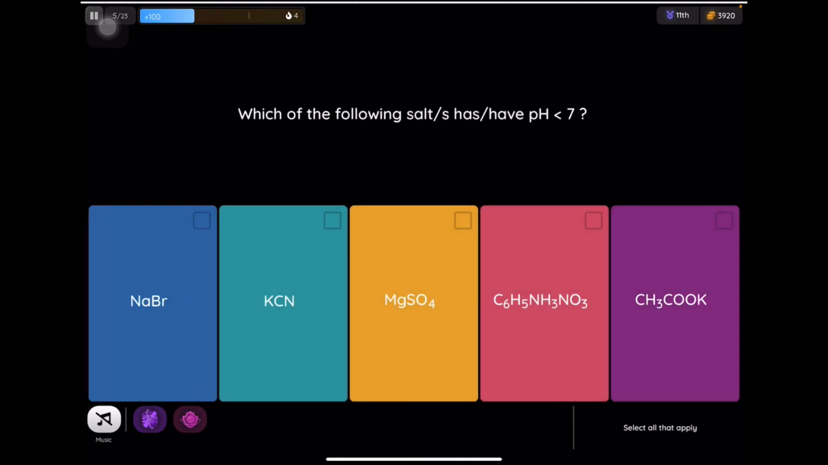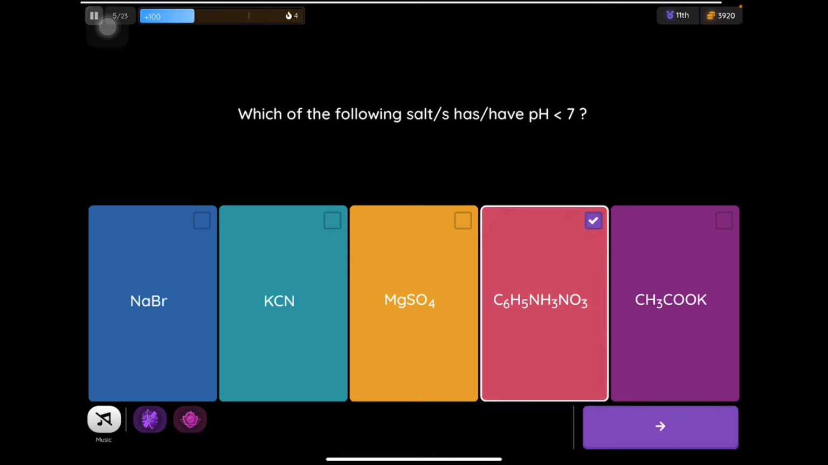Which of the following salts have pH lower than 7? So again, you must select an acidic salt. So let's look at the first option. NaBr is a neutral salt because it's made from sodium hydroxide, a strong base, and hydrogen bromide, which is a strong acid. KCN is made from a weak acid, HCN, and a strong base. Magnesium sulfate is again a neutral salt. C6H5NH3NO3 is actually made from a strong acid, nitric acid, and a weak base, which would be C6H5NH2. And that would be our answer.